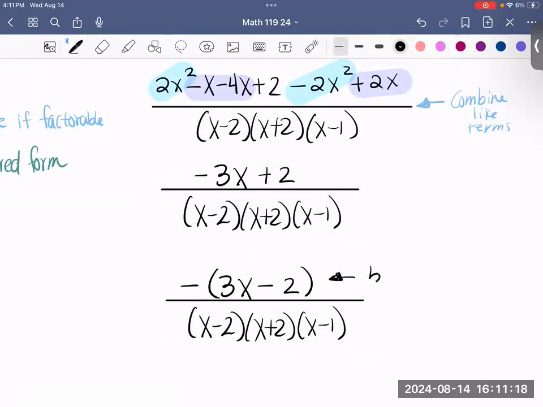This is the better answer. This one is okay. I'll give it to you on the test. The other one is what I really want to see. Again, I won't take off points, but future instructors, they might.